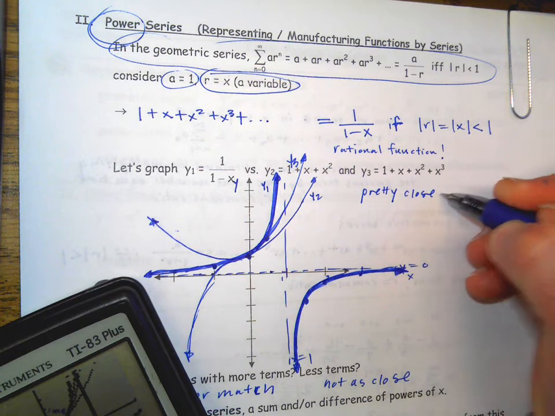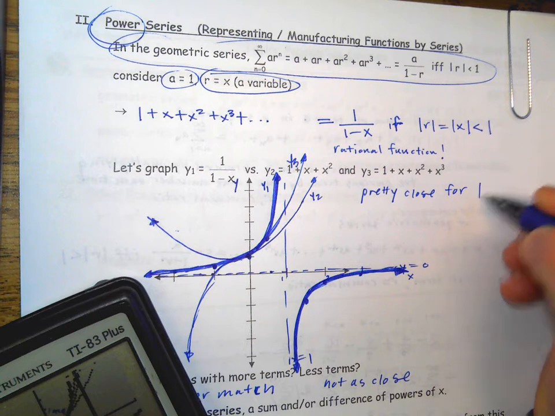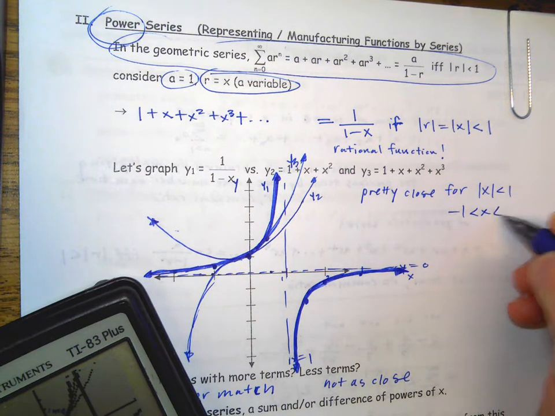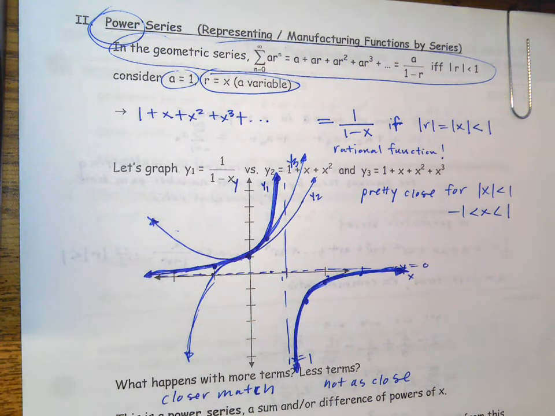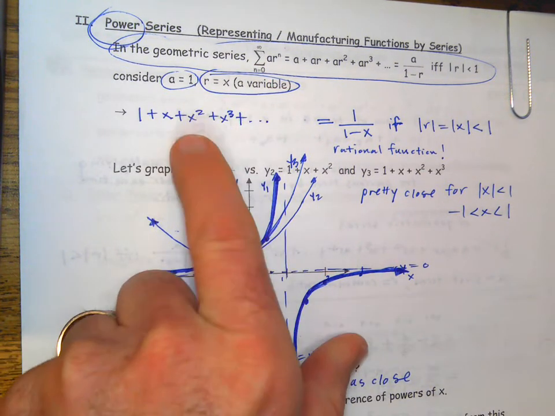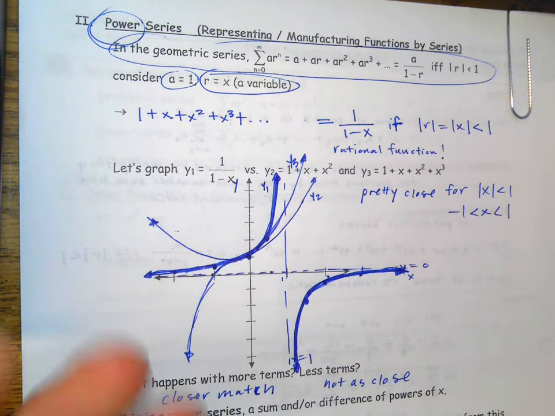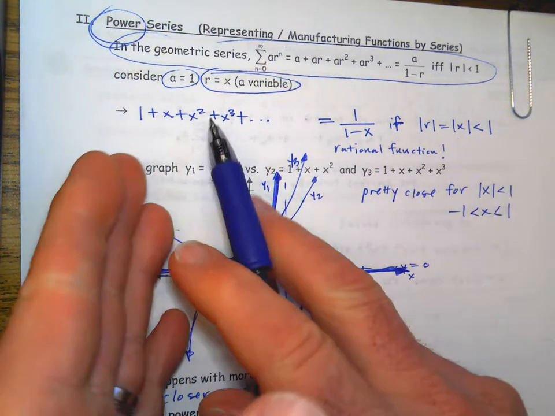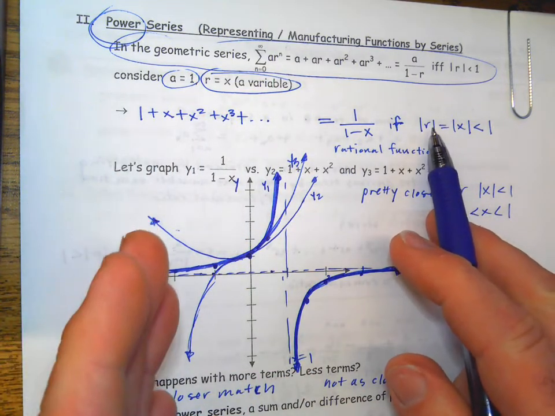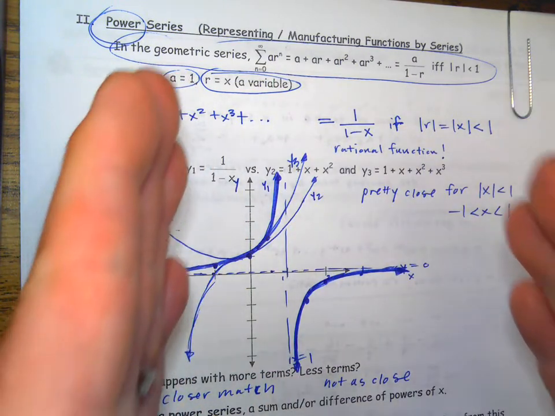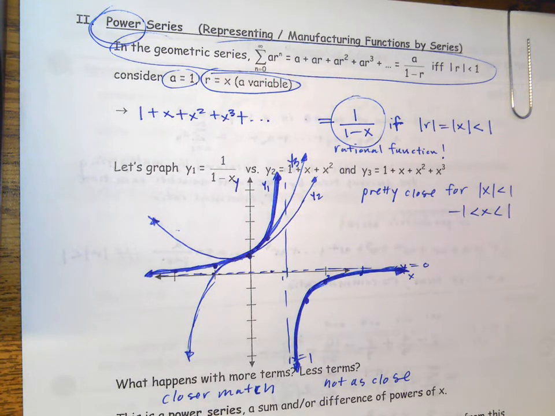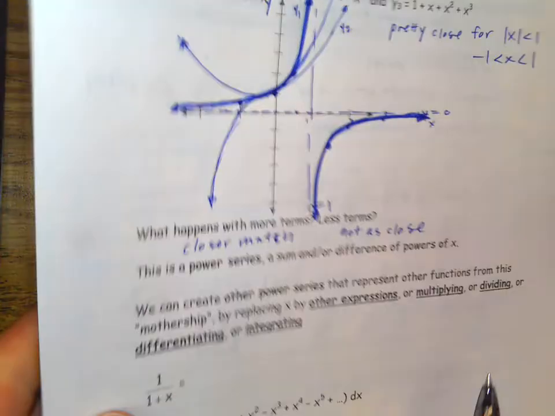It's pretty close when the absolute value of x is less than 1, when x is between -1 and 1, which is the r value of this geometric series. This is a geometric series with x in it. So when the absolute value of the r value is less than 1, this converges towards this. Okay? Now this is kind of interesting, but this is what we're going to use power series for.